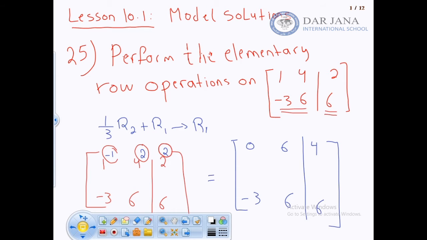I added negative 1 to 1. Also I will add 2 to 4, which is 6, and I will add 2 to 2 and I will get 4. So the result is 0, 6, 4, negative 3, 6 and 6. Okay, second question.